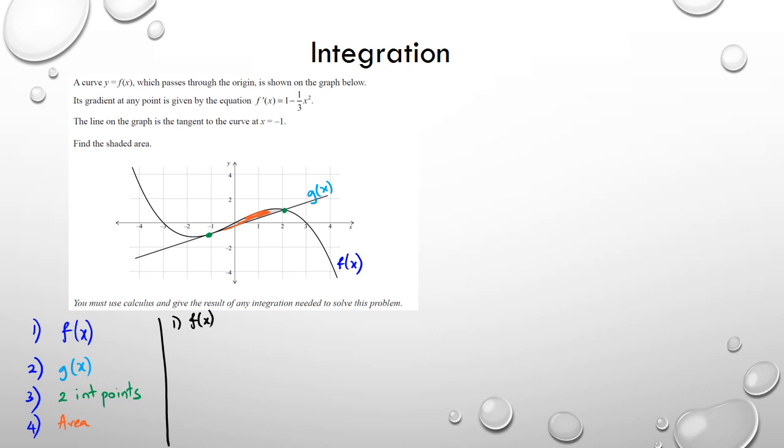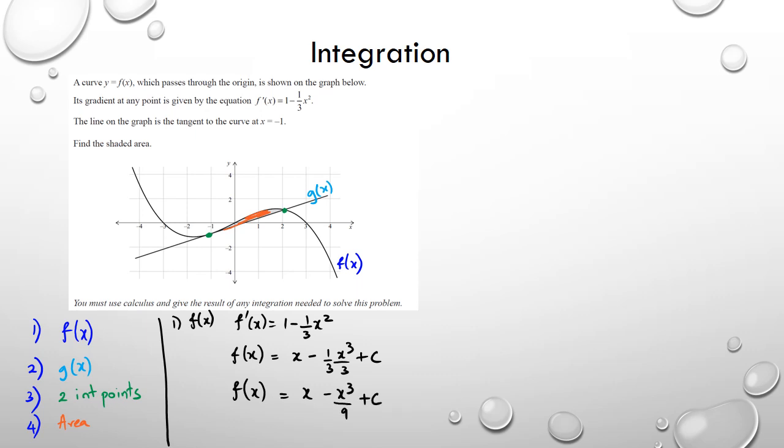For f of x, I've been given that f dash of x is equal to 1 minus 1/3 x squared. If I integrate this, I get f of x is equal to x minus 1/3 x cubed over 3 plus c. So f of x is equal to x minus x cubed over 9 plus c.